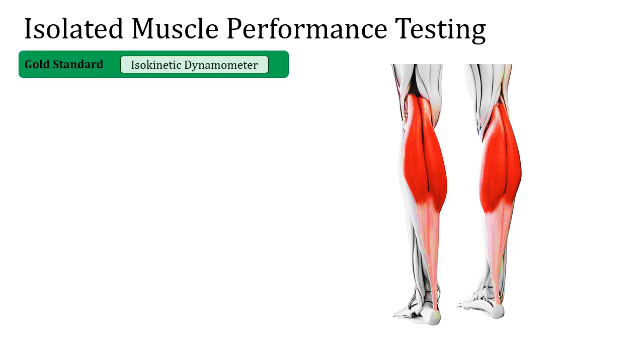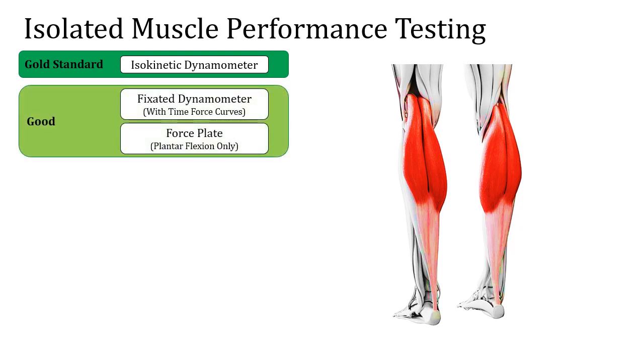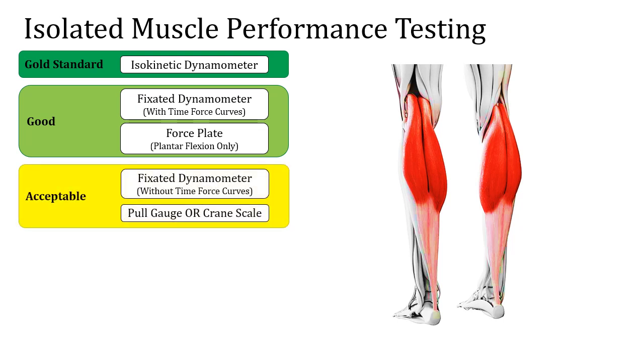So not all assessments are created equal. Your gold standard is going to be your isokinetic dynamometry, followed by your good category, which is fixated dynamometer, which also includes a time force curve, which is critical. Your force plate, particularly for your plantar flexion, and maybe if you get creative with hallux flexion, but it's really not appropriate for your inversion or eversion or your dorsiflexion. I suppose you could potentially finagle that setup, but it hasn't really been described or validated to my knowledge.